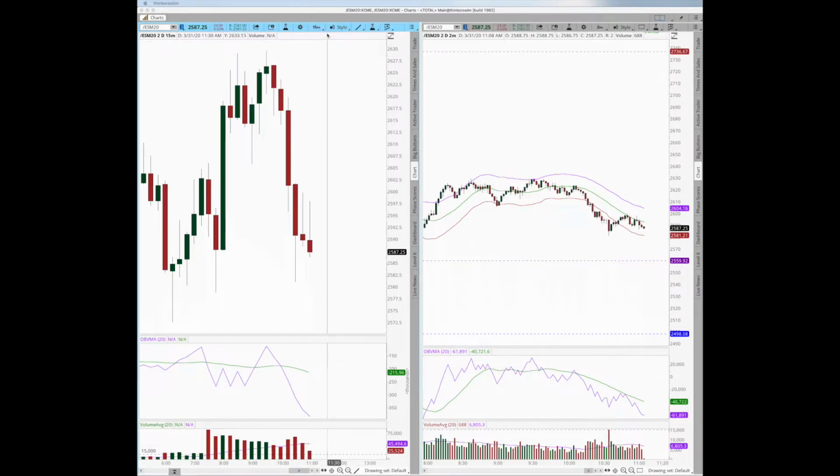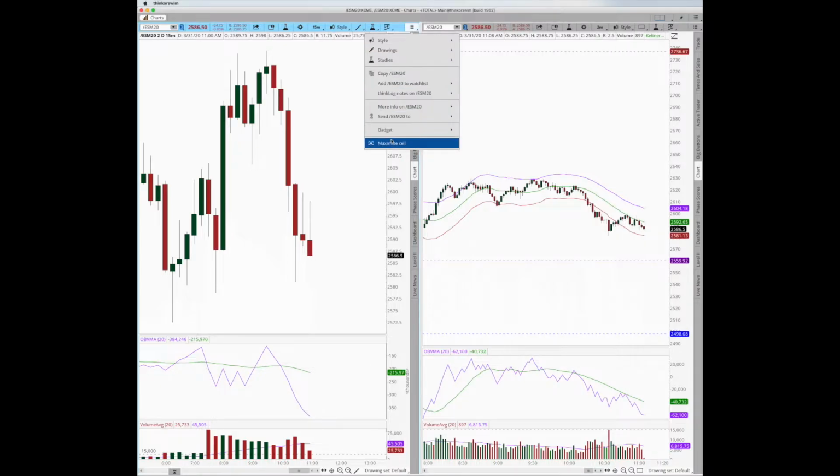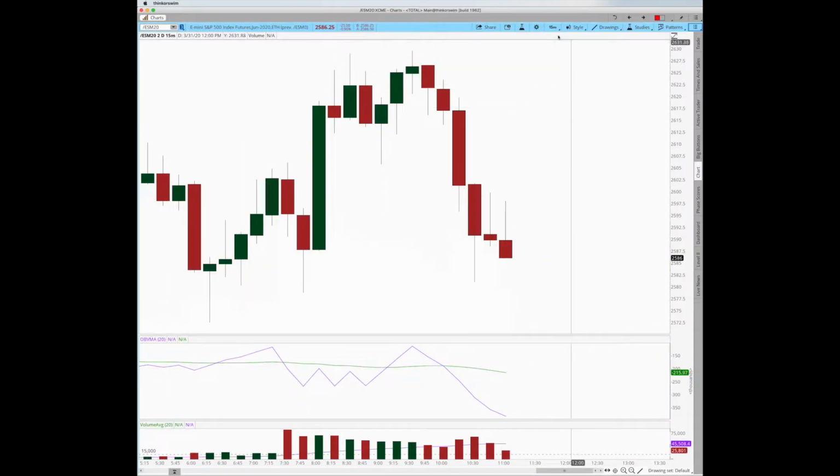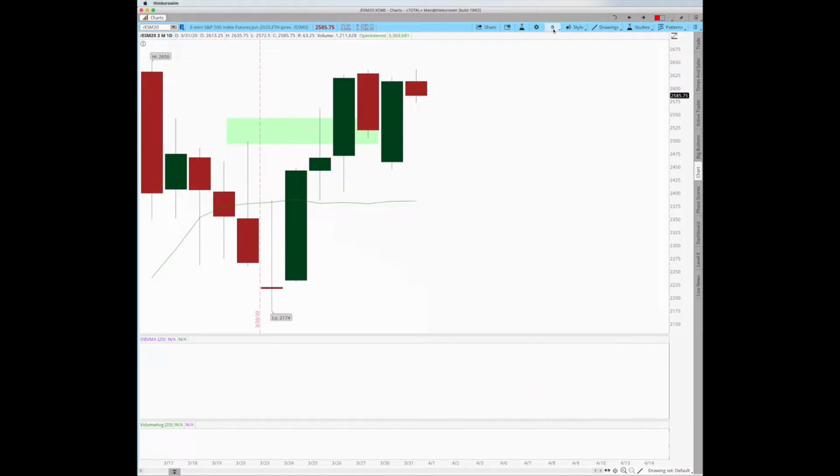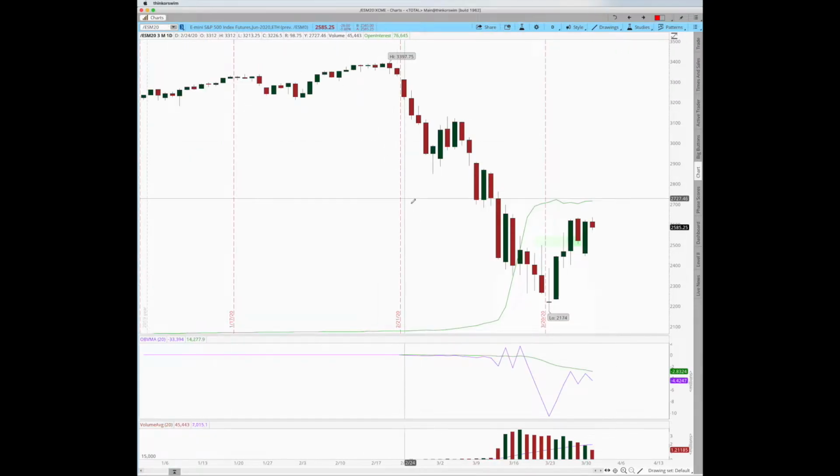I'm going to use an example. Let's take this, and we'll maximize it. And then let's start with the time frame. Let's go with daily. It's supposed to be a 3-month daily. Let's just do it on the, okay, there we go. All right, so we're looking for areas of support and resistance.